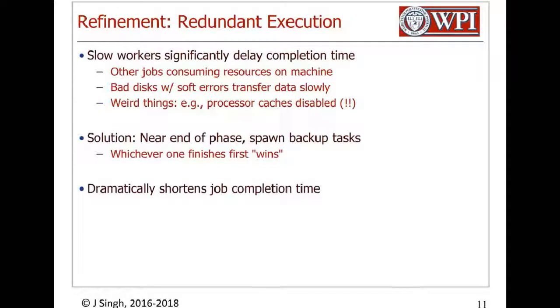What's been found to be very useful is, near the end of the phase, we just spawn backup tasks for things that haven't finished yet. And we give it to a different processor that was working on something else prior. Because the computation is idempotent, we can afford to assign this task to another processor and know that it'll work, that it won't conflict with the first one, and whichever finishes first wins, and we just go kill the other job. So this is a refinement that has been found to be very useful when setting up a big infrastructure like this and using it for MapReduce.